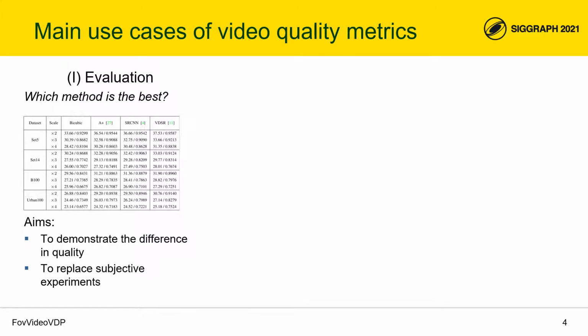Let me first explain why we need image and video quality metrics and why they are so important. Probably the most common use case is the evaluation of existing and newly proposed techniques. For example, any single image super resolution paper typically has this kind of table, which contains both PSNR and SSIM values for different techniques. Such a table is used to demonstrate that the proposed method is better than other techniques. Those metrics replace tedious subjective experiments, which require both time and expertise to run them well.